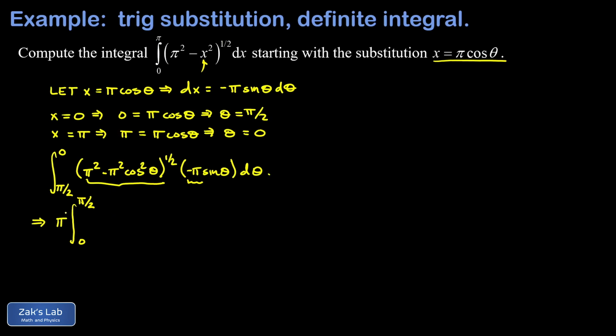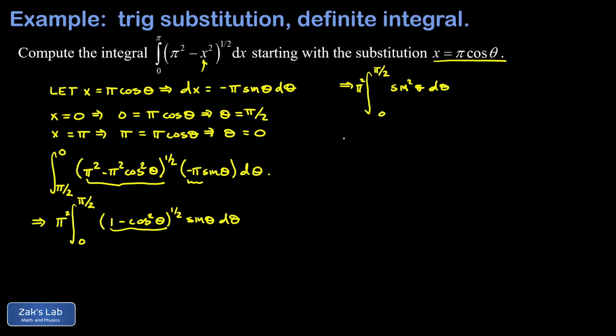I can go ahead and pull that out in front of the entire integral and just say there's a pi squared out there. And inside those parentheses, I have a 1 minus cosine squared theta. That's all raised to the 1/2 power. And then we have a sine theta d theta. Now I can use a Pythagorean trig identity on the 1 minus cosine squared. That's just sine squared. And when I raise that to the 1/2 power, that's just another factor of sine. So I have pi squared integral from 0 to pi over 2. And now I have sine theta times sine theta in this integrand. So I have sine squared theta d theta.